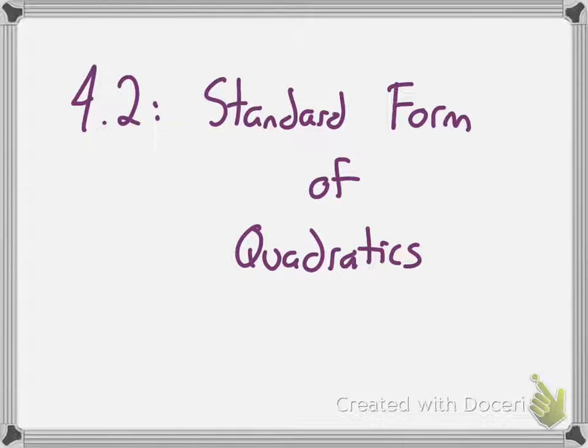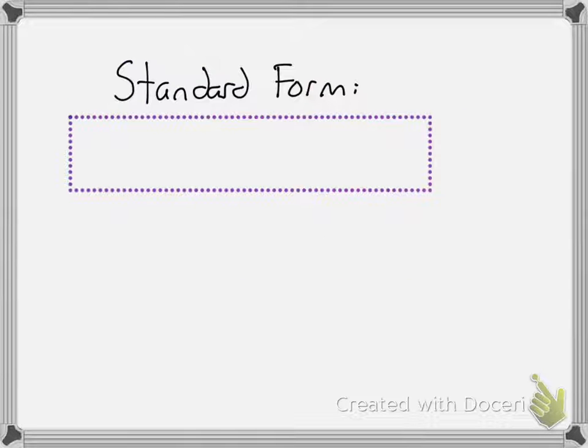In this video, we're going to learn about the second of three main forms of quadratic functions. In section 4.2, we're going to learn about standard form. So to start, let's talk about what the general rule for standard form is. Standard form of a quadratic equation looks like this. f(x) = ax² + bx + c.